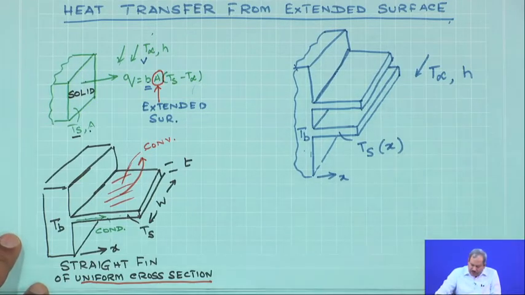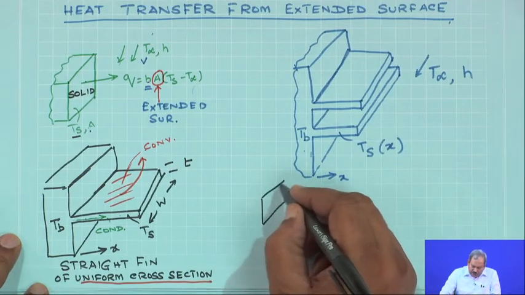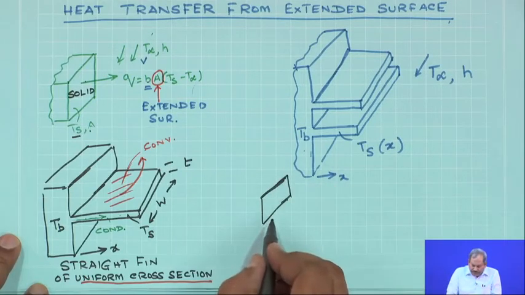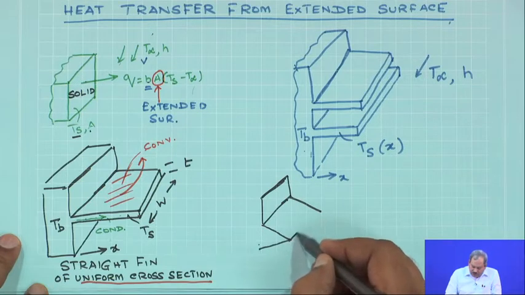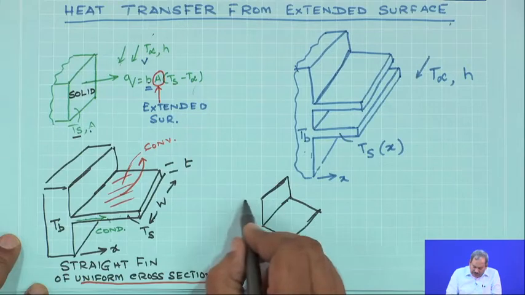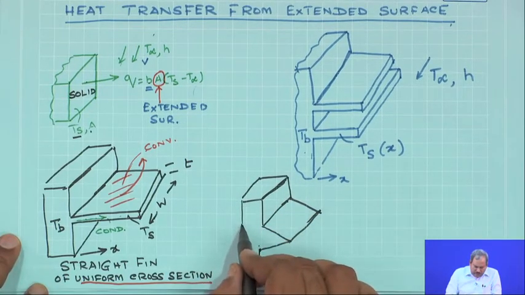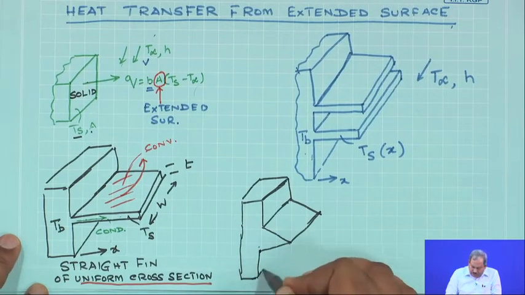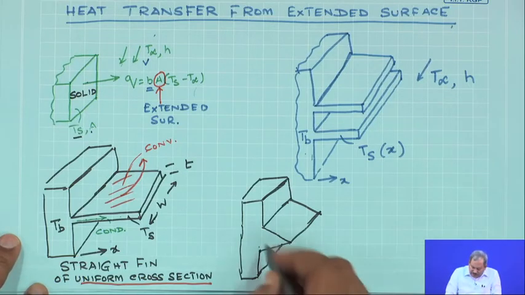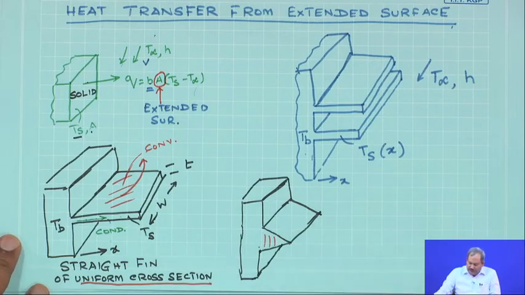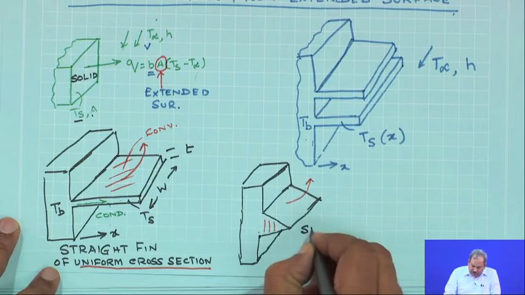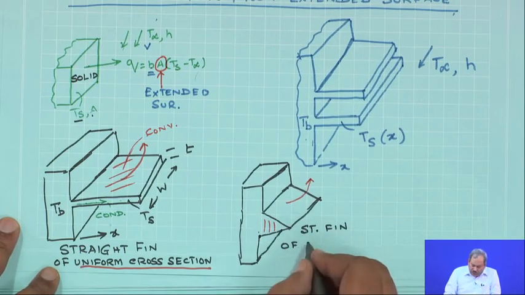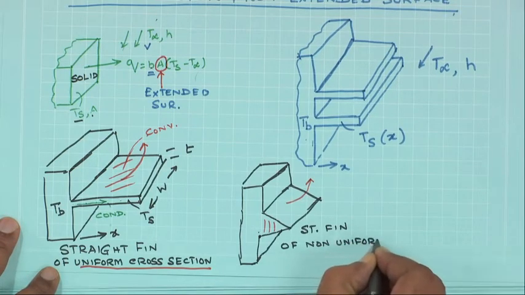On the other hand, sometimes you also have fins which look like this, where the cross sectional area does not remain constant and you have a fin whose cross sectional area is going to be different. So, if you look at this, what you would see is the cross sectional area of the fin keeps on decreasing and the area available for convection is more or less fixed, but the area available for conduction keeps on decreasing. So, it is an example of a straight fin of non-uniform cross section.